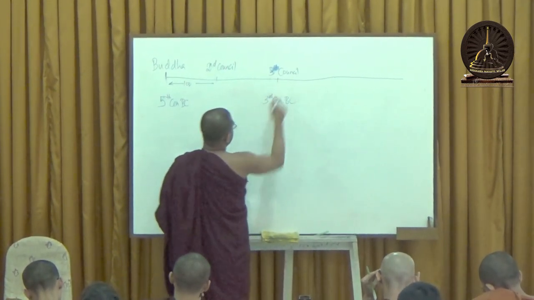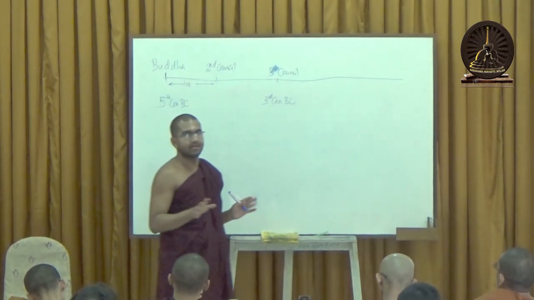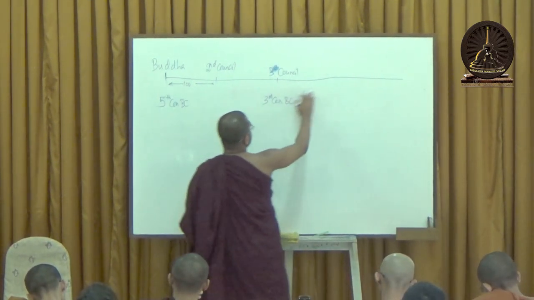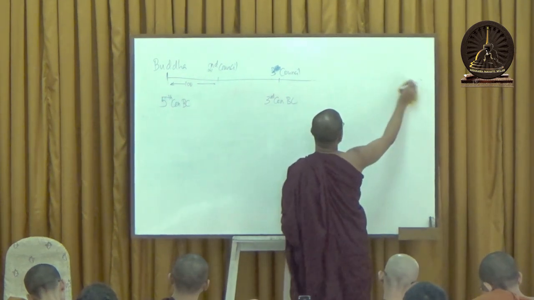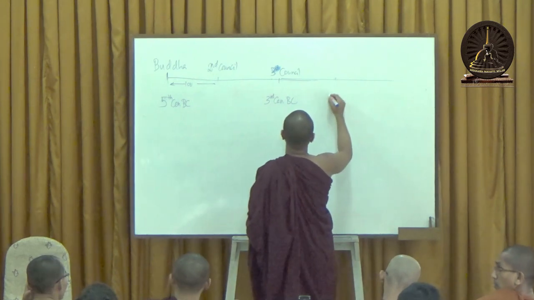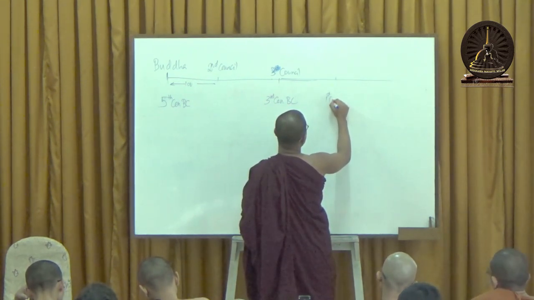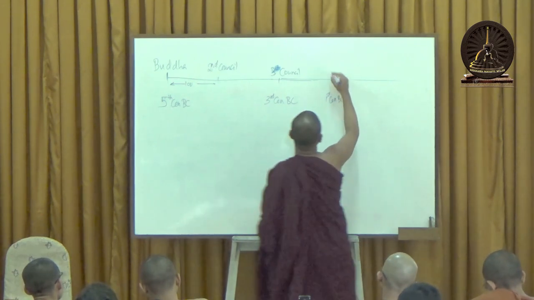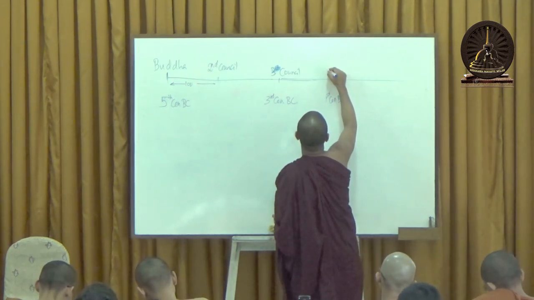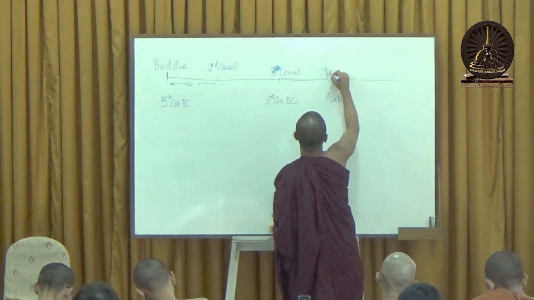This was the period when Buddhism came to Sri Lanka and was spread into other countries. Then afterwards, in the 1st century BC, the Tipitaka, the canon, was written down.